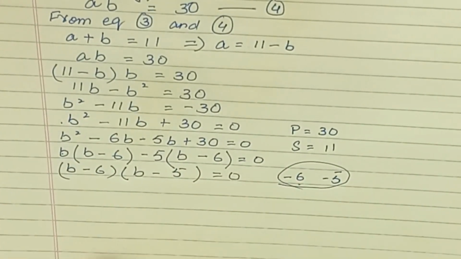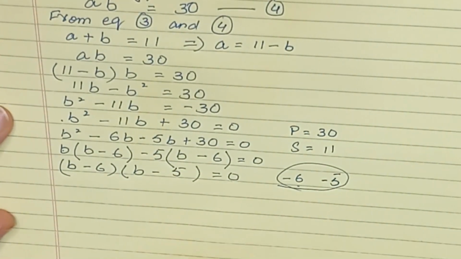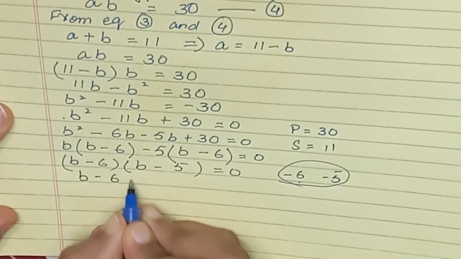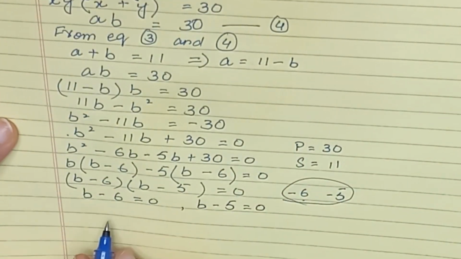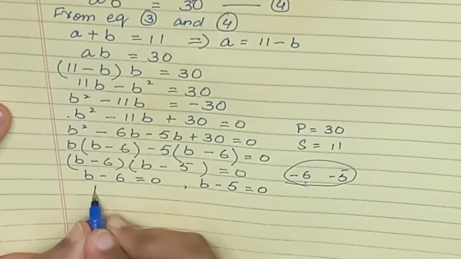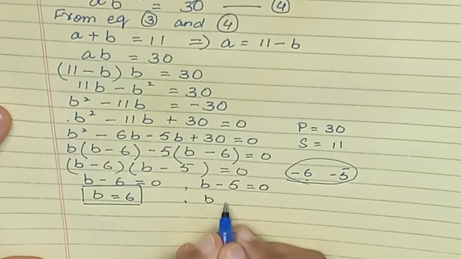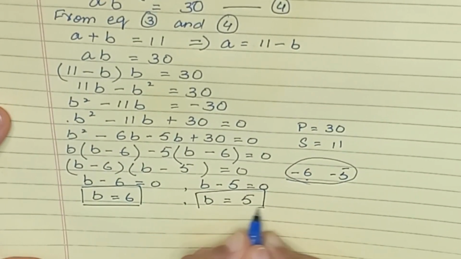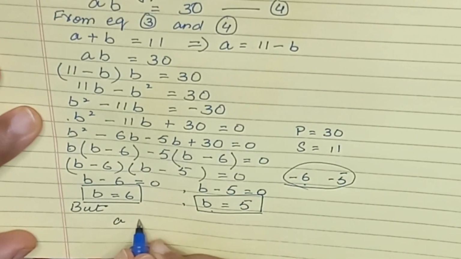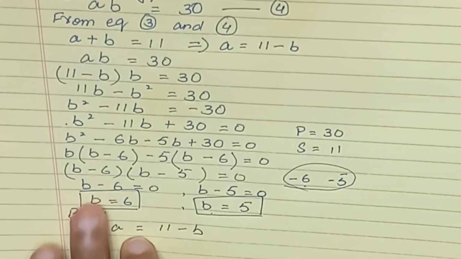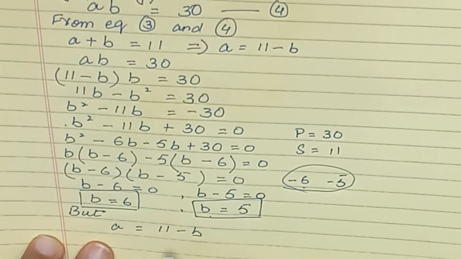Now here we have two cases: either b minus 6 is equal to 0 or b minus 5 is equal to 0. So from here the value of b is 6 and the value of b is 5. But a is equal to 11 minus b. If b has two values, so we will also find the value of a, which are two in numbers.